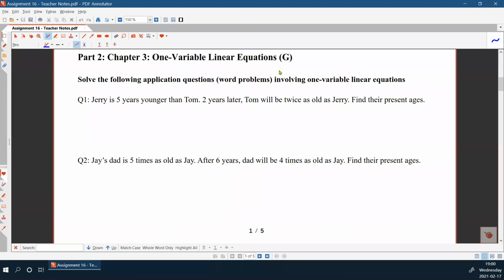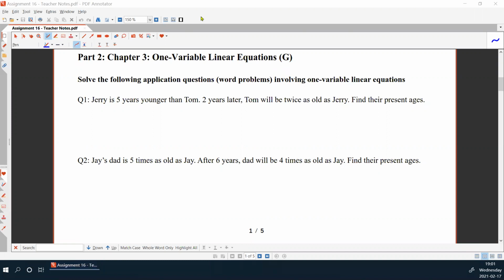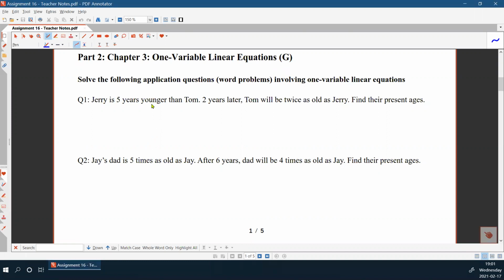Okay, question 1. Jerry is 5 years younger than Tom. 2 years later, Tom will be twice as old as Jerry. Find their present ages. So here you want to find their present ages, right?